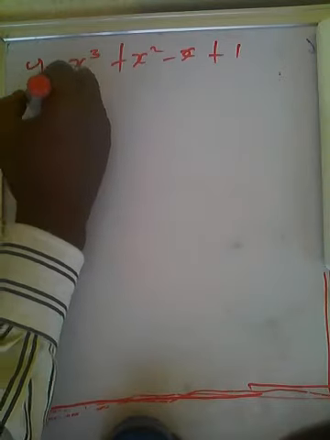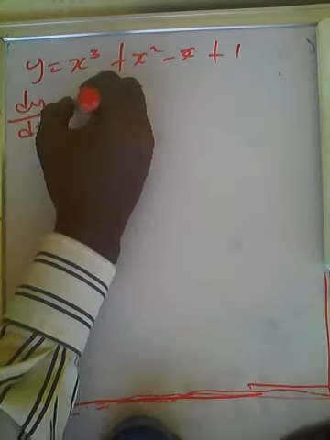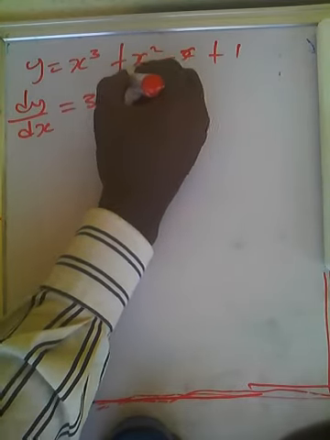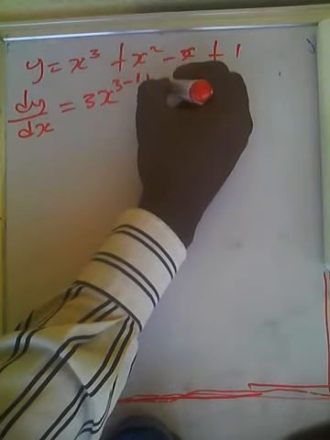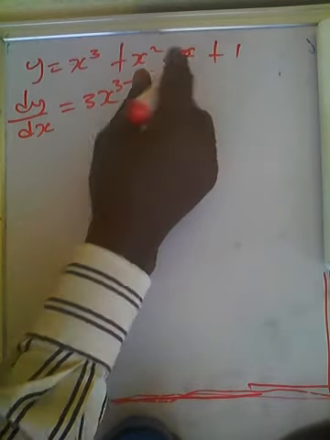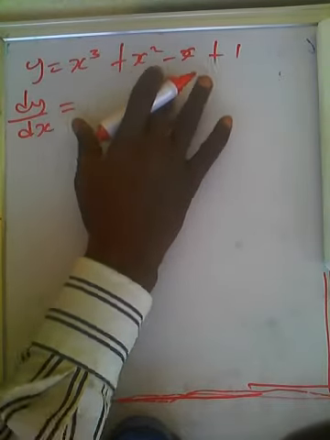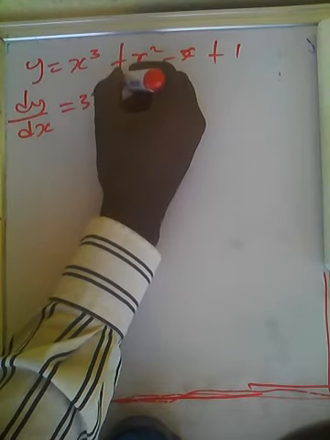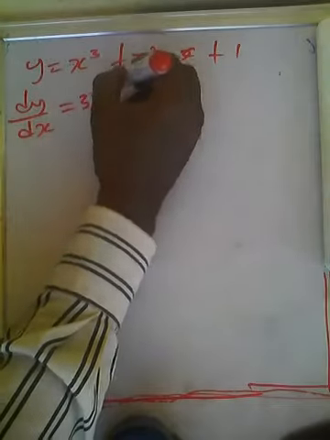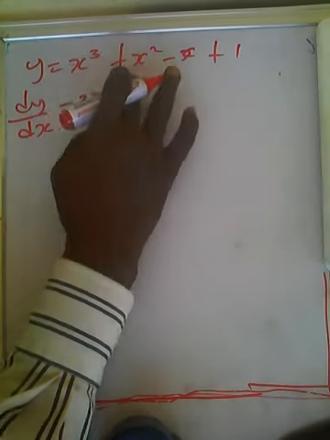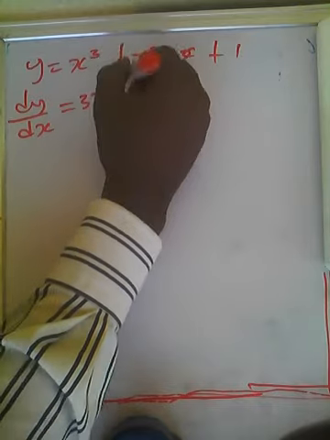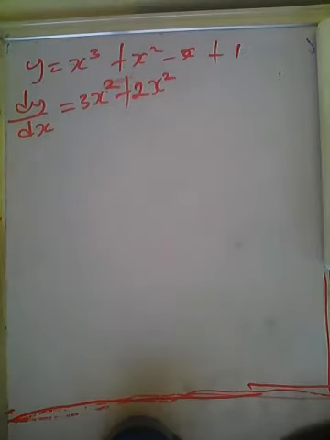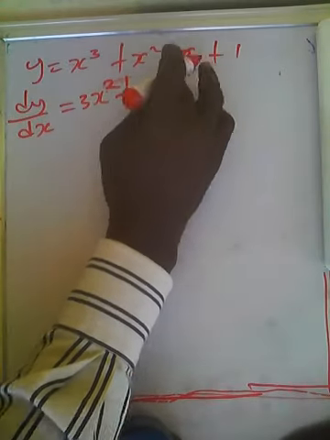We have to find dy/dx, the first derivative of the function. The 3 will come forward and multiply the function, 3x cubed. Then we subtract 1 from the power to become 2. Then the 2 comes forward and multiply the function again. We subtract 1 again from the power to have what?